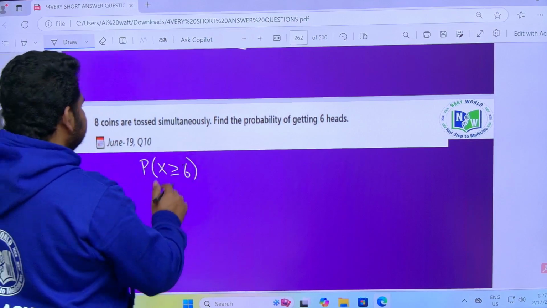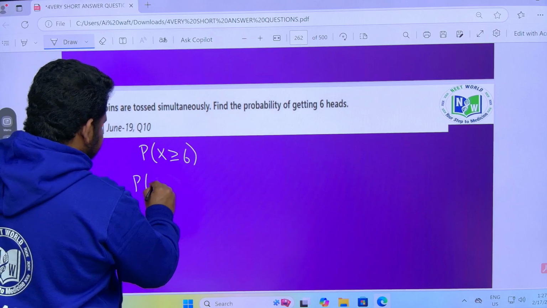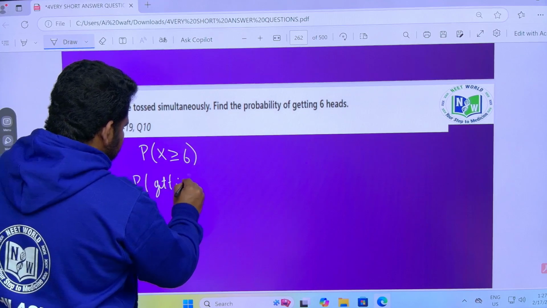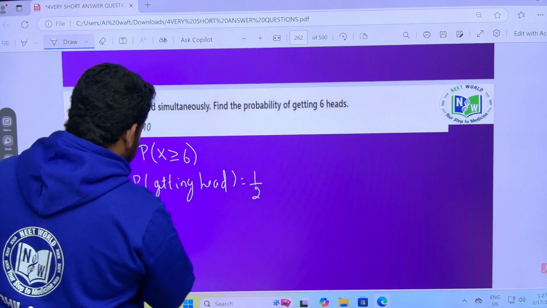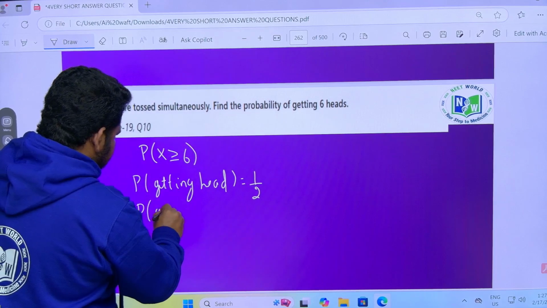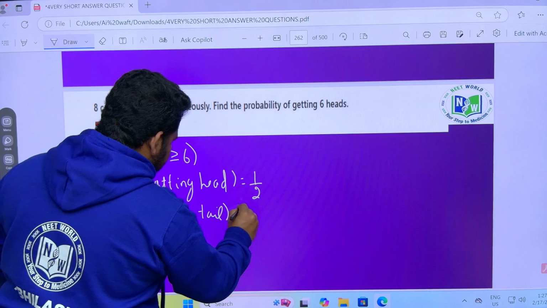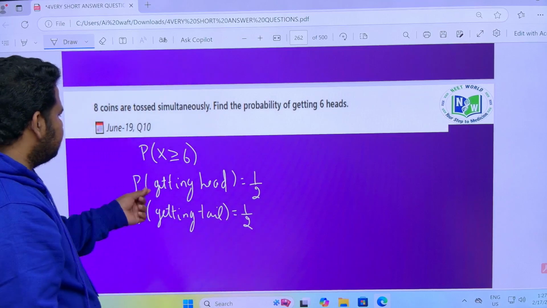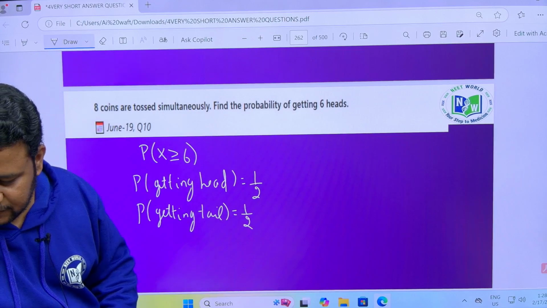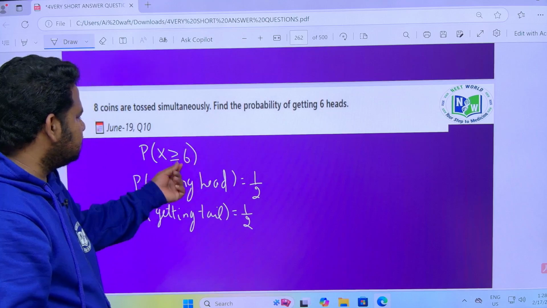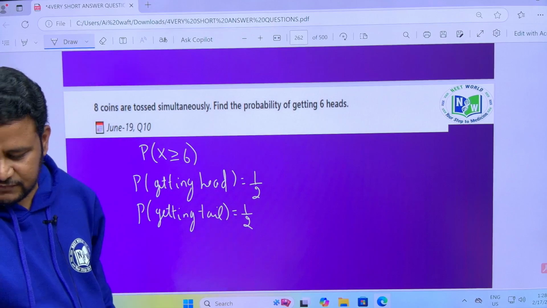8 coins are tossed simultaneously. Now the probability of getting head is equal to 1 by 2, and the probability of getting tail is equal to 1 by 2. P of X greater than or equal to 6 means we have to find P of X equal to 6, P of X equal to 7, and P of X equal to 8. So these three things we have to find out.